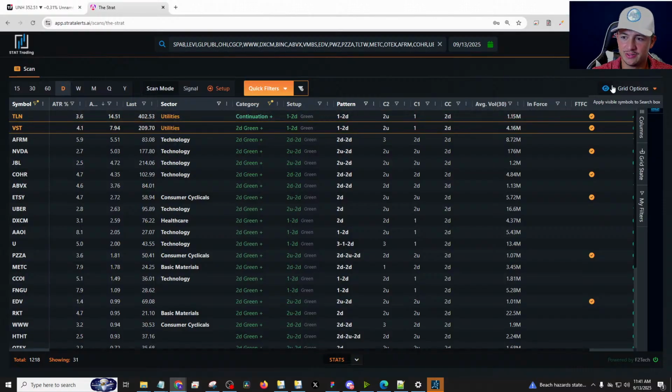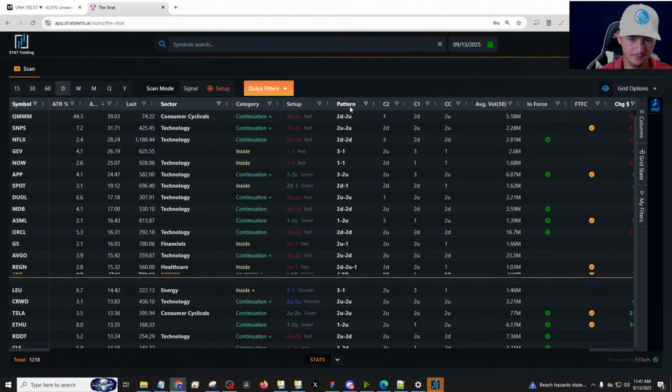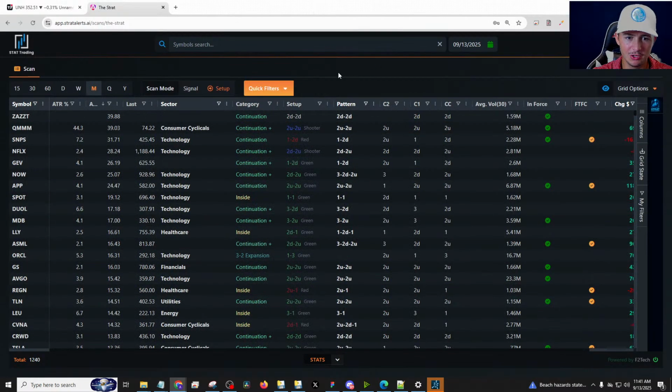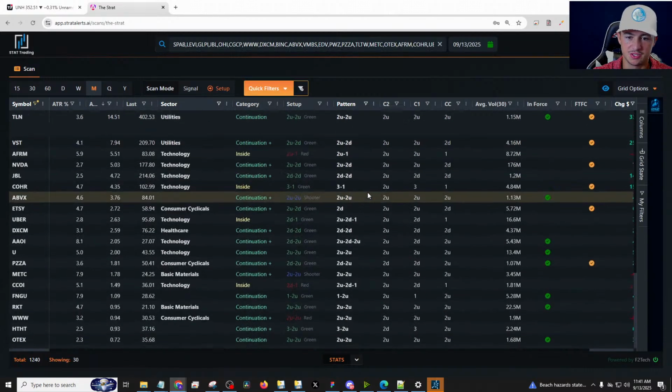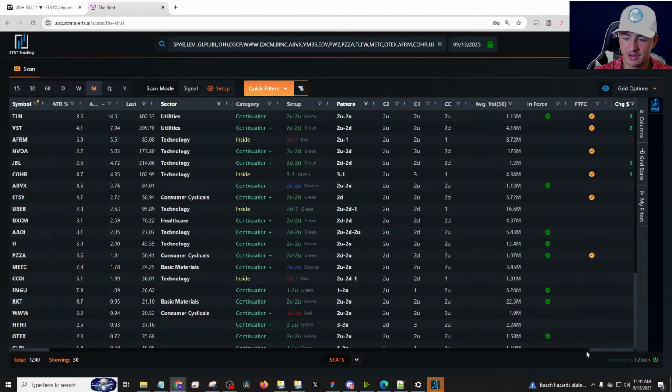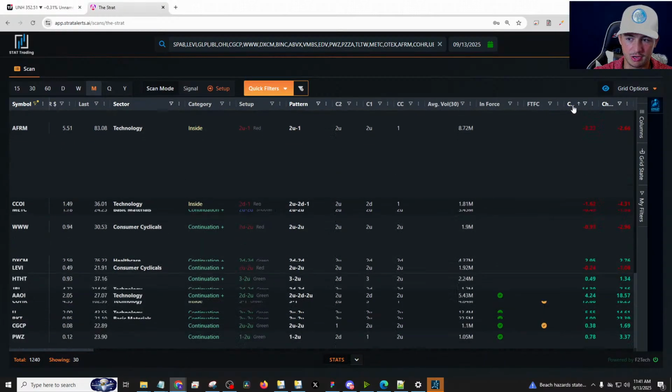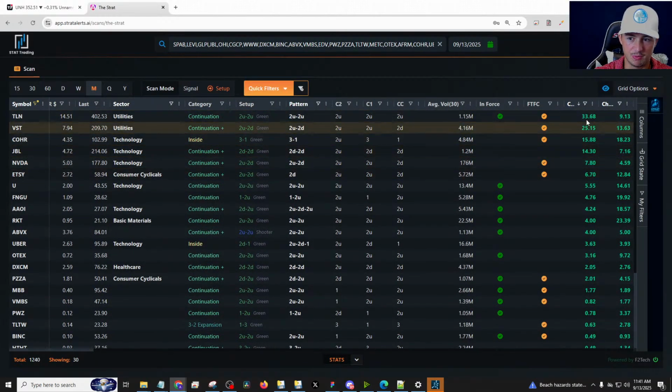If we go to the day, just say we're going 2 down and green, today there's not as much, but we'll just copy it over anyway. If we click this little visibility symbol, or apply visible symbols to search box, we can copy all those names, clear this out. We can go to the month or the quarter or the year. So we go to the month, paste those symbols. Anything that's 2 down and green, we want to be buying into a green month, right? So we're going to filter and say we want the green month.